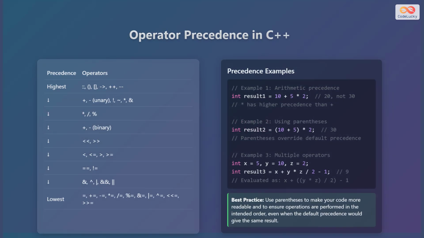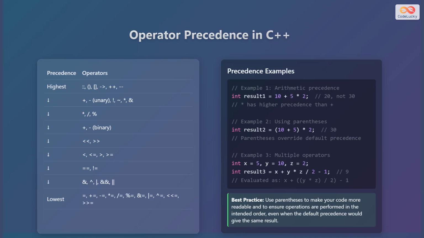Now let's talk about operator precedence in C++. Operator precedence determines the order in which operators are evaluated in an expression. Operators with higher precedence are evaluated before operators with lower precedence. Here's a table that shows the precedence of common C++ operators, from highest to lowest.